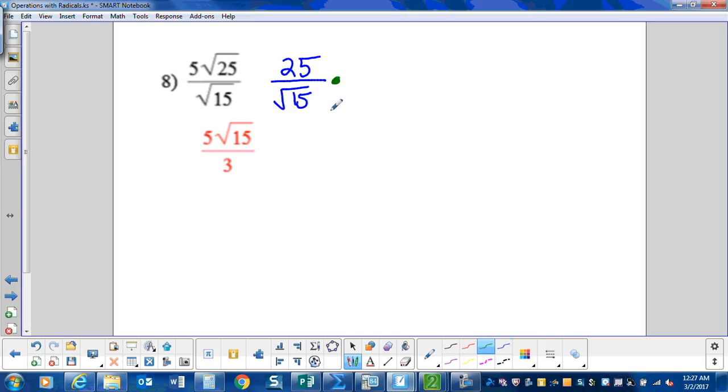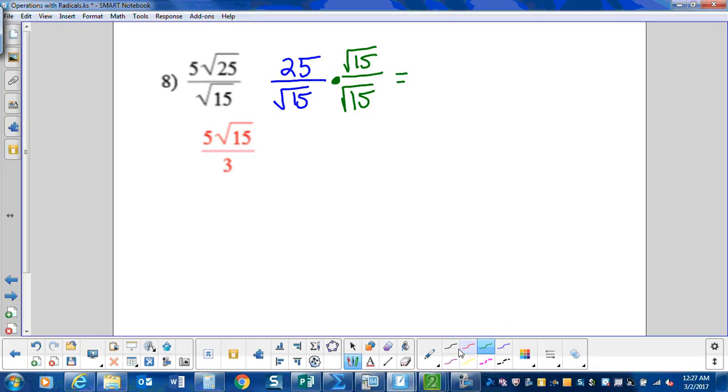And what are we going to multiply? We're going to look in the denominator, and it has the square root of 15. So that's what I'm going to multiply by. That's what's going to go down here and in my numerator. So by doing this, I'm going to rationalize this, get rid of the square root. I'm not changing the value because I'm multiplying by 1.